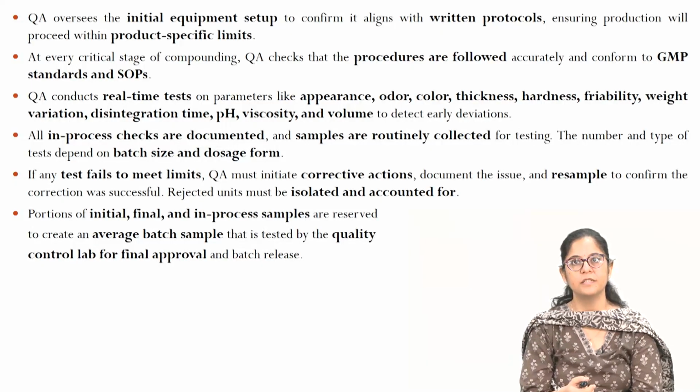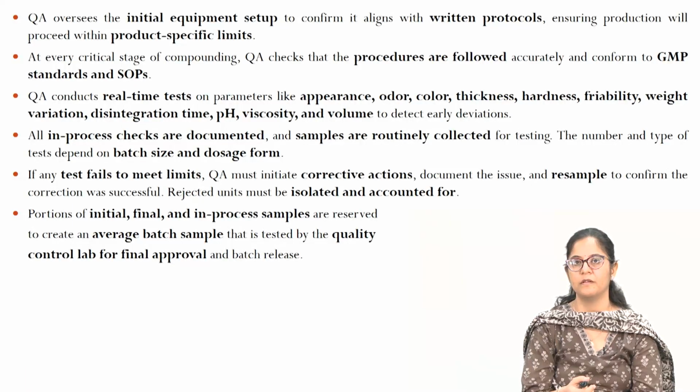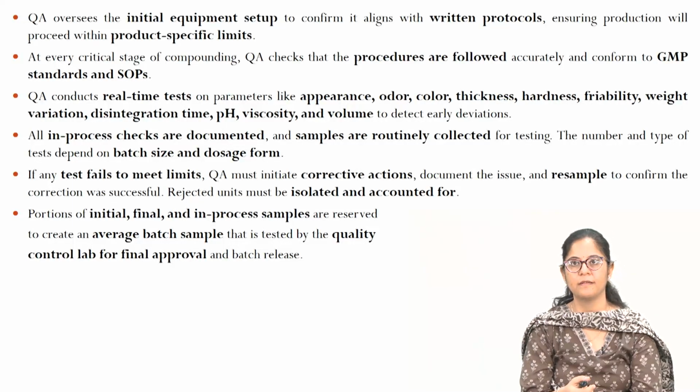At every critical stage of compounding, QA checks the procedures are followed and conform to the GMP standards. Also, the SOPs are being complied with. The QA conducts real-time tests on parameters like appearance, color, odor, thickness, hardness, friability, weight variation, DT, pH, viscosity and other parameters. And in-process checks are documented, samples are taken and tested. Number and type of tests depend on the batch size and dosage form.